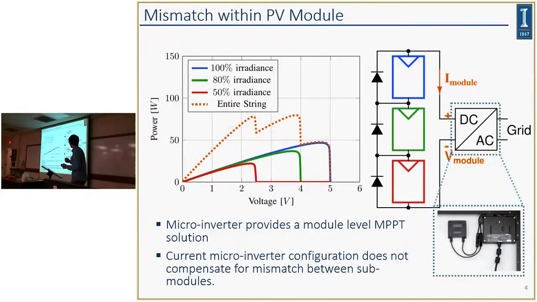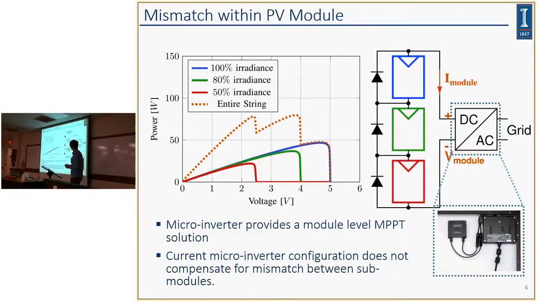To help solve this mismatch problem, people have developed microinverters, which interface with each individual PV module and perform module-level maximum power tracking. And microinverter has become the dominant solution in residential applications. But as I just said, the current configuration of microinverter does not compensate for mismatch between submodules within one PV module. And it can be especially severe in residential applications.